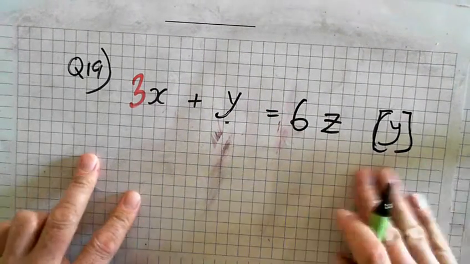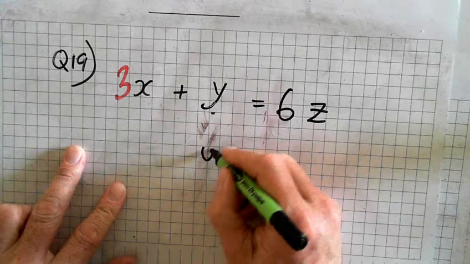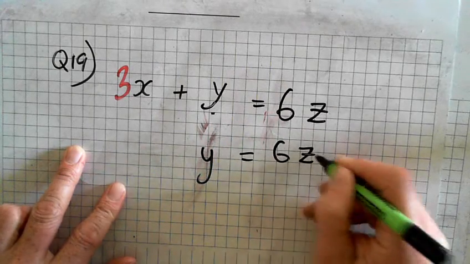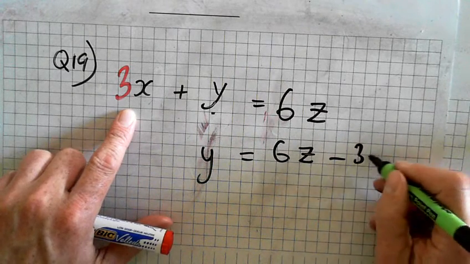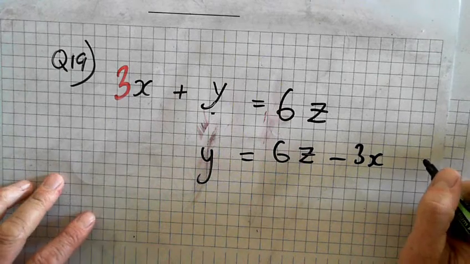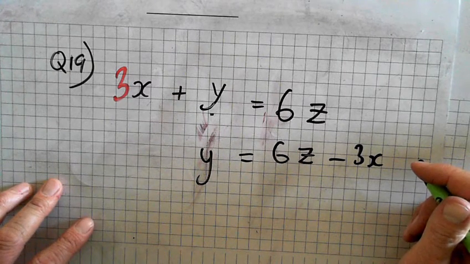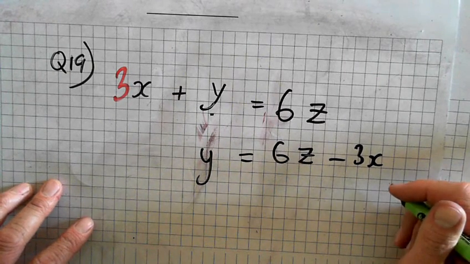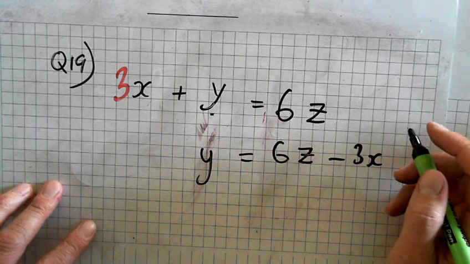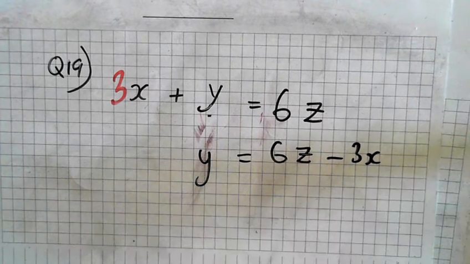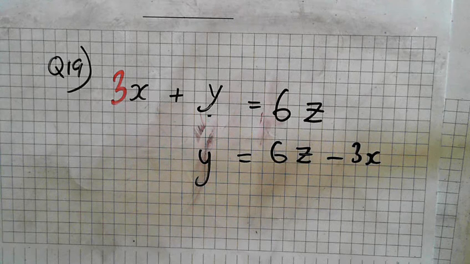Now all we have to do is leave y on the left hand side on its own. Y is equal to 6z minus 3x. That was a lot easier than it looked, wasn't it? Because we knew we had to multiply everything by 3. So do you not get the lowest common denominator? Don't have to, no. You're doing exactly the same thing.